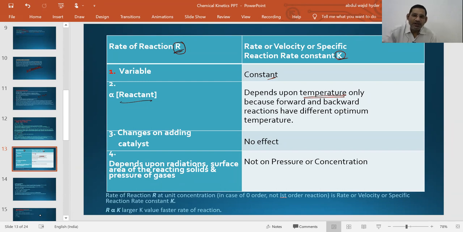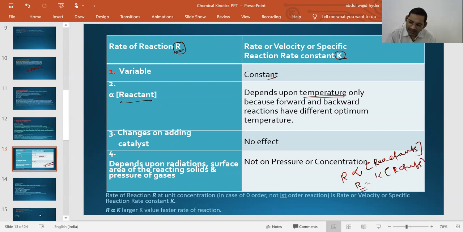And it is temperature only which can affect the rate constant. No other physical factor can ever affect the rate constant value. So now this all is over. This is already done. And as I already told you, R is directly proportional to concentration of reactants. So now you can say R is equal to K into concentration of reactants.